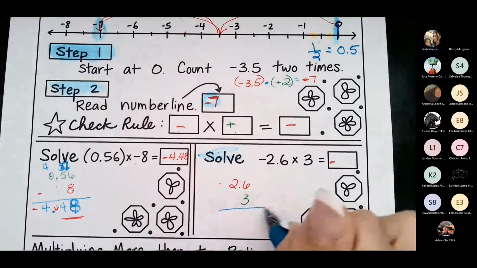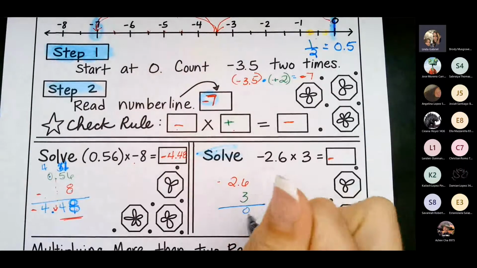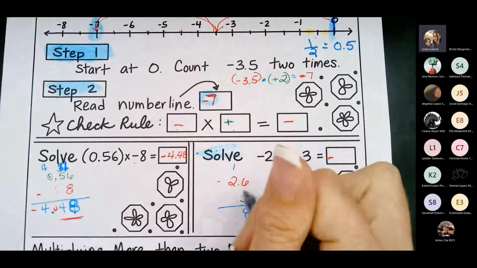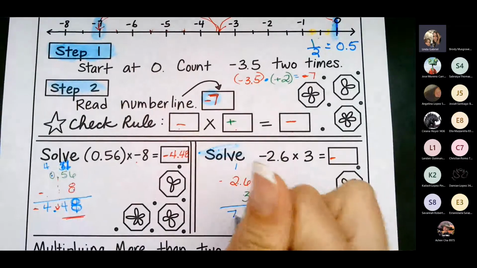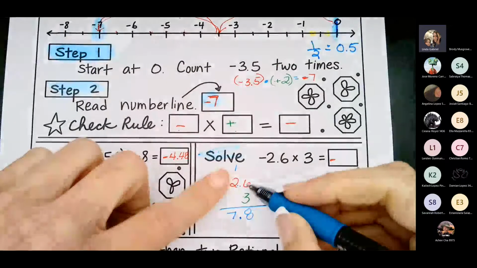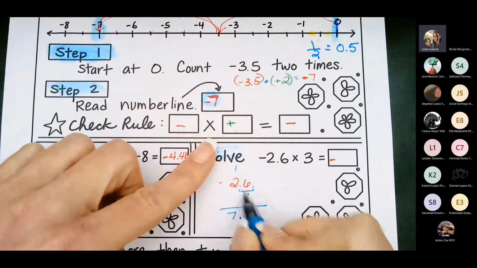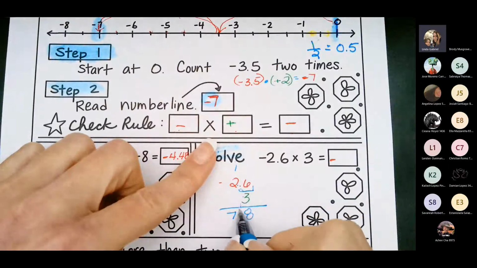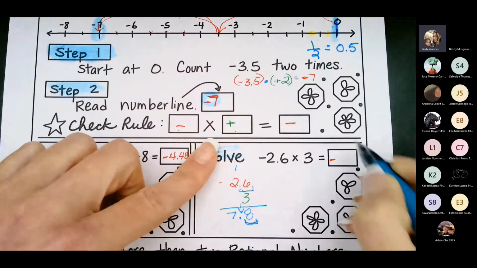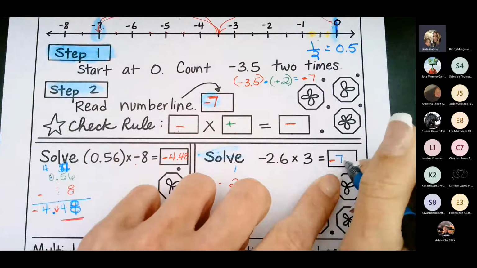Okay. So 3 times 6, that's 18. Okay, the 1. Then 3 times 2, that's 6 plus that 1. So I have 7.8. I know that then I have one decimal, right? One decimal place here. That means I drop my decimal point right here. And we have one number after. So my answer is negative 7.8.